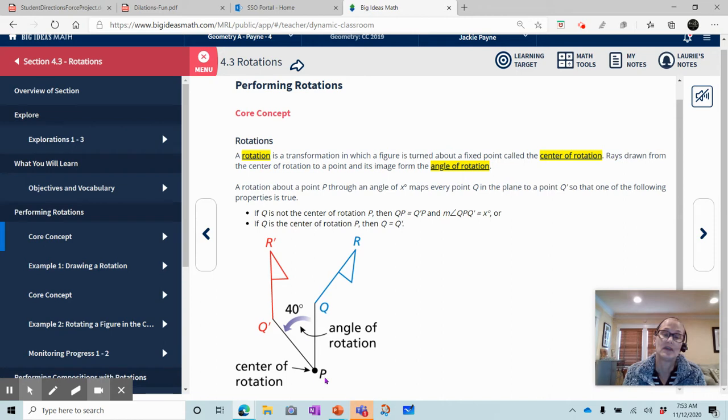If this center is on the figure, then the center Q is equal to Q prime. So if it's actually on it, just like when we did reflections, it doesn't change. But if it's not on it, then Q and Q prime will be different. That's what that says.